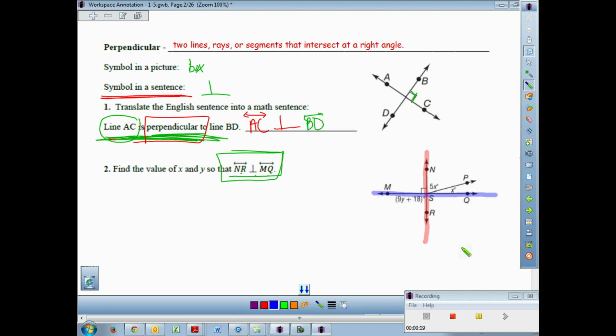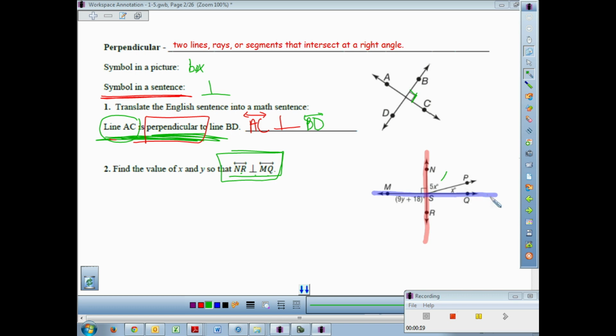Well, if they're perpendicular, what do you know about them? They intersect at a 90-degree angle. They say, please find the value of x and y. So let's find x first. Here's a 5x. Here's a 1x. This is supposed to be 90 degrees if they're perpendicular, correct? So what kind of equation can we set up to do that? 5x plus x equals 90. Would you agree with that?